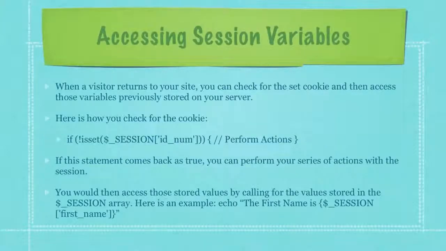When a visitor returns to your site, you can check for the cookie and then access those variables previously stored on your server. Here is how you would check for the cookie. If this statement comes back as true, you can perform your series of actions with the session. You would then access those stored values by calling for the values stored in the session array. Here's an example where I'm going to use the function echo to first put the string "the first name is" followed by whatever value is stored in the variable named first name.